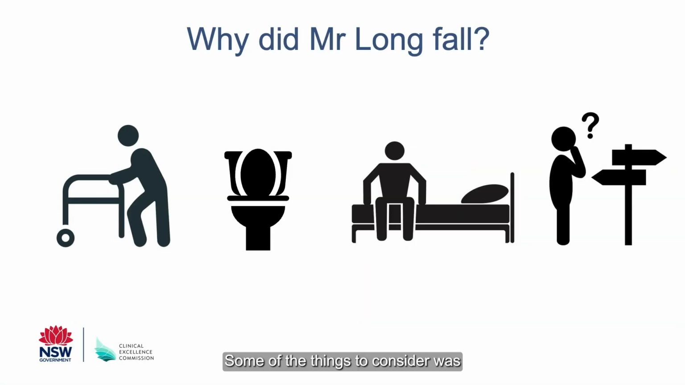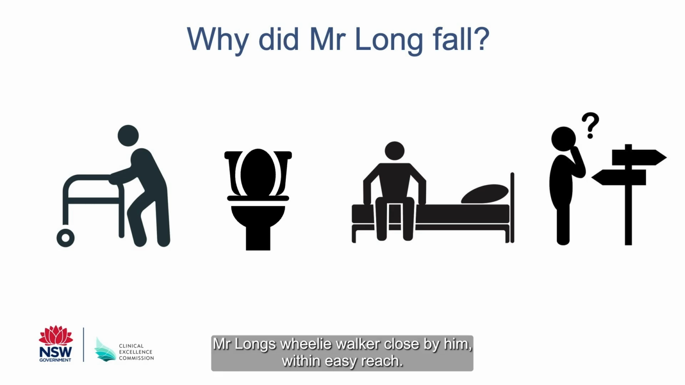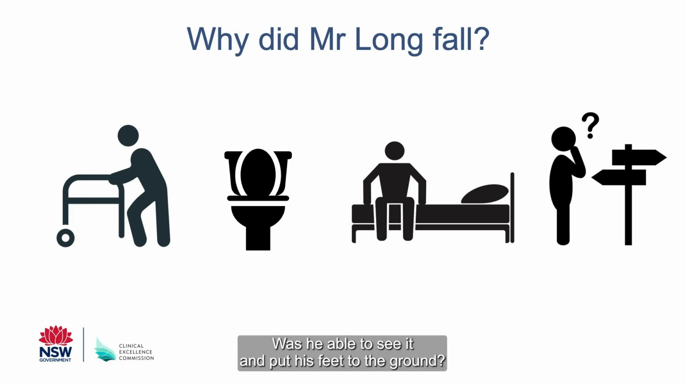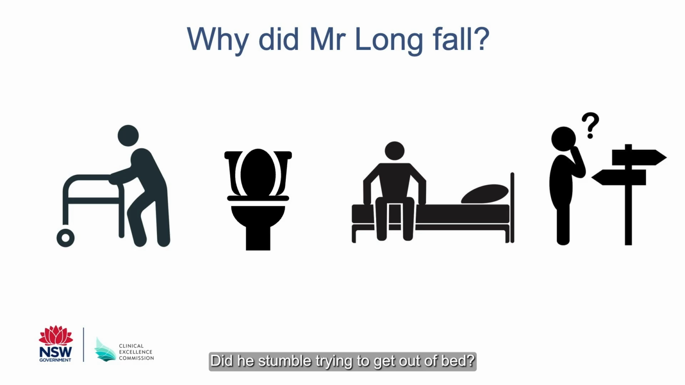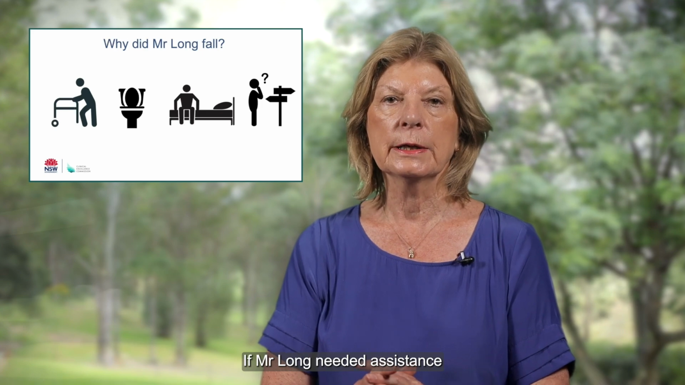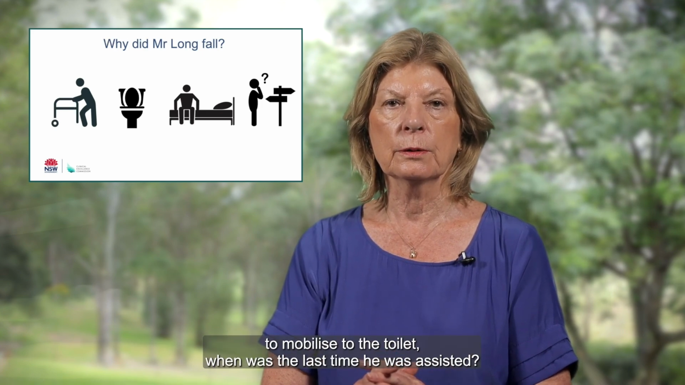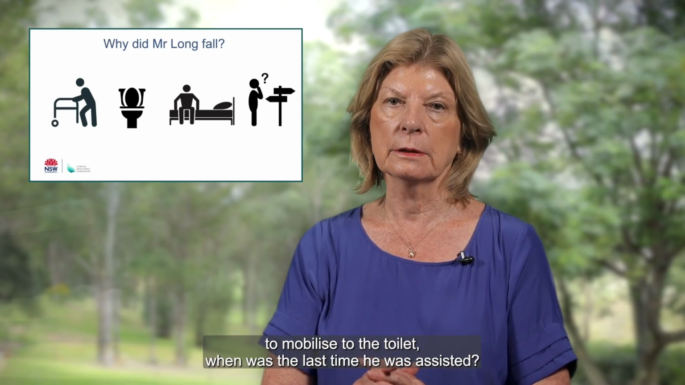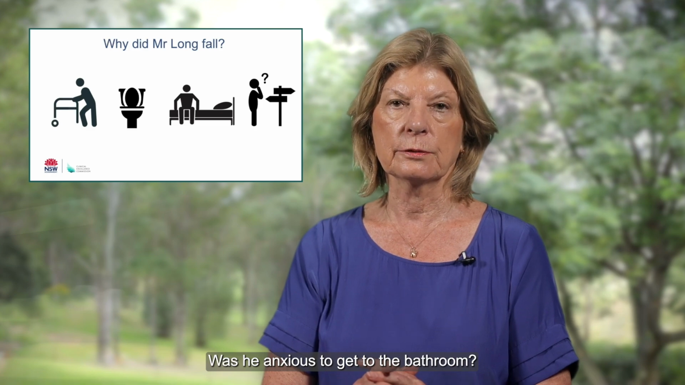Some of the things to consider: was Mr. Long's wheelie walker close by and within easy reach? Was the bed at the right height, too high or too low? Was he able to sit and put his feet to the ground? Did he stumble trying to get out of bed? Was he reaching for things such as his glasses or a newspaper? If Mr. Long needed assistance to mobilise to the toilet, when was the last time he was assisted? Was he anxious to get to the bathroom?